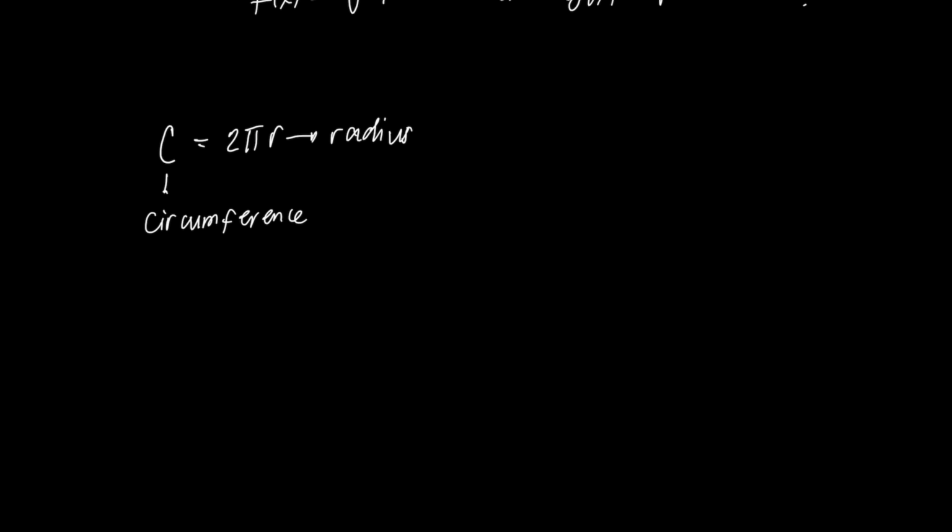However, we could also transform this one into r is equal to C over 2 pi by applying the multiplication property of equality, dividing by 2 pi on both sides. Now, in this one, r can be computed if the circumference is given. So therefore, we could consider this one as r being a function of C.